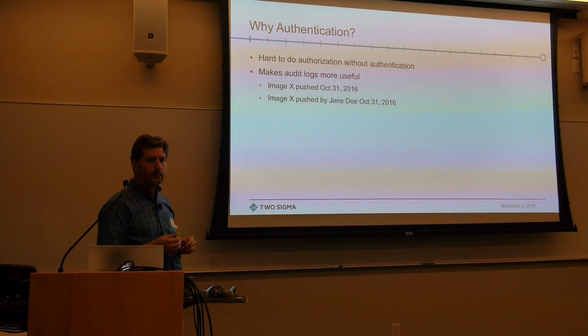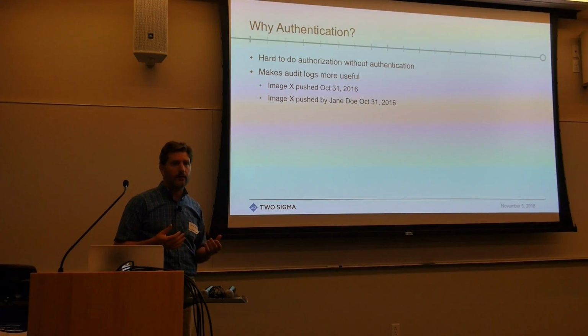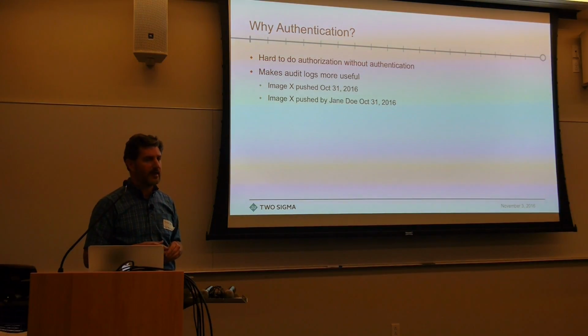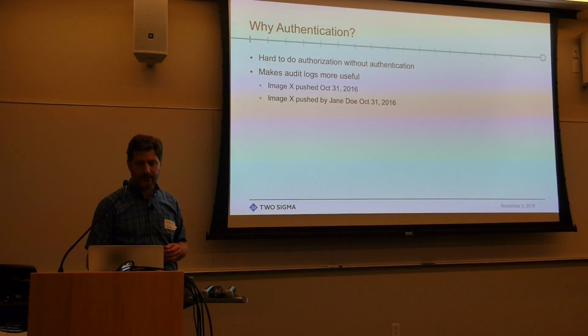Before we get into how you do that, a quick discussion of why. Basically it's because authentication enables the other two. It's really hard to do authorization without authentication. If you don't know who the user is, you can't decide what they're allowed to do. It also makes your audit logs more useful. An audit log that says an image with this hash was pushed at this date is sort of useful. An audit log that says Jane Doe pushed it is a little more useful, because now you can go ask Jane what series of events led to that image getting updated.